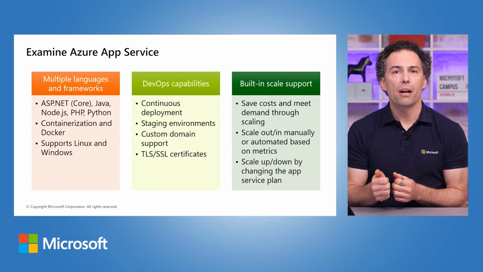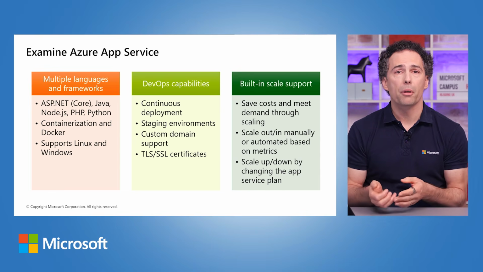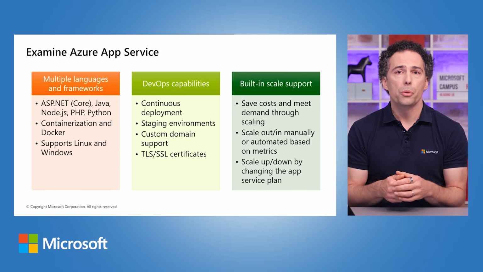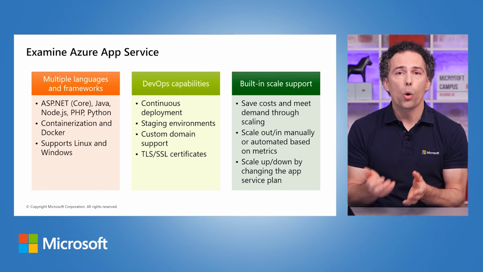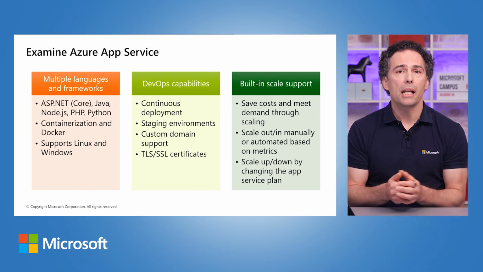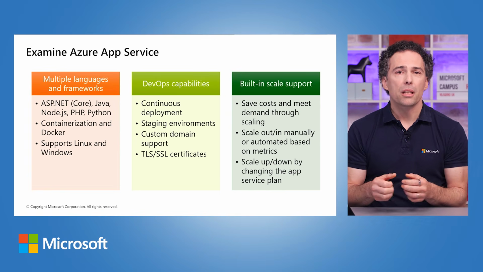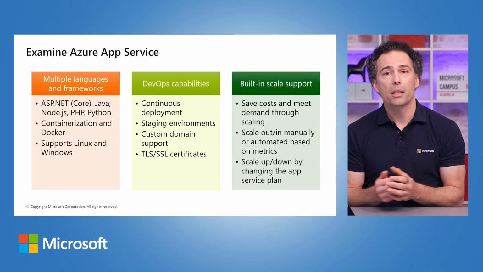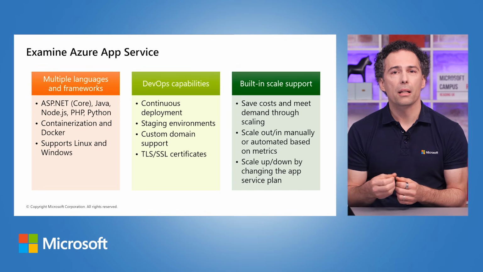Additionally, you can take advantage of its DevOps capabilities, such as continuous deployment from Azure DevOps, GitHub, Docker Hub, and other sources. You can use package management, staging environments, build in your own custom domains, and use TLS SSL certificates to secure the communication. When your app faces sudden surge in traffic, think product launches or a viral marketing campaign, then Azure App Service can automatically scale up to handle the load.